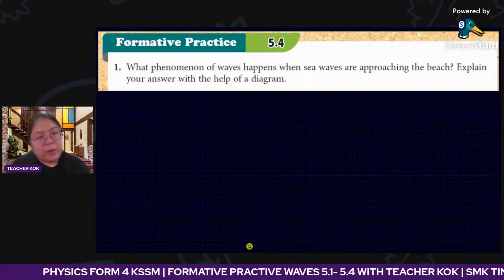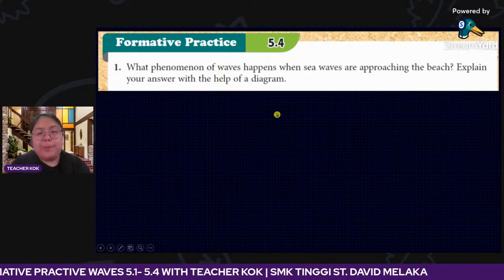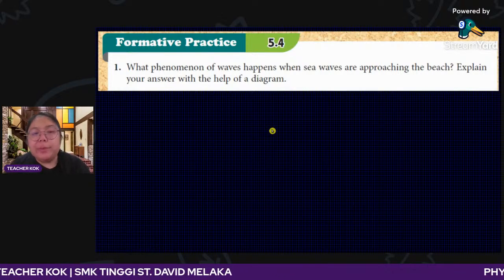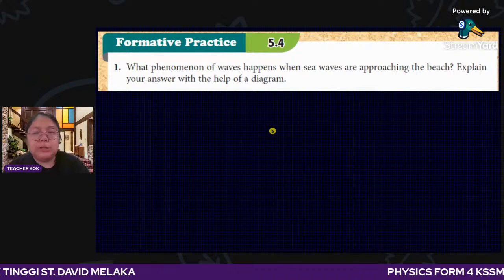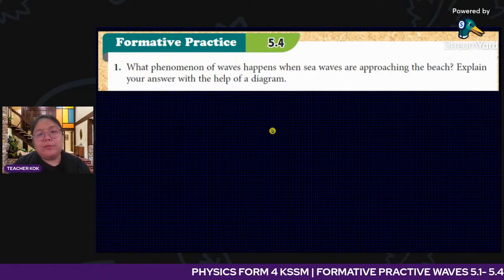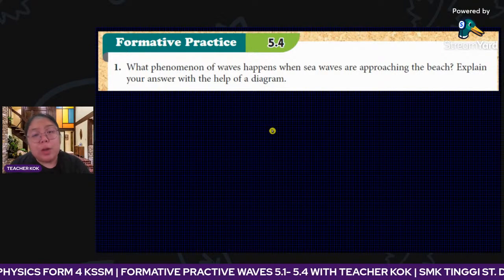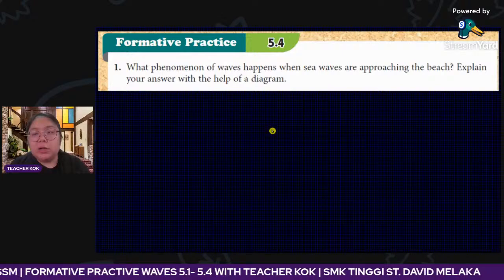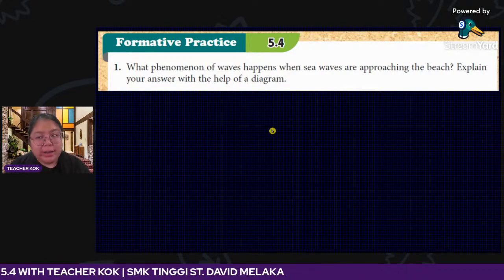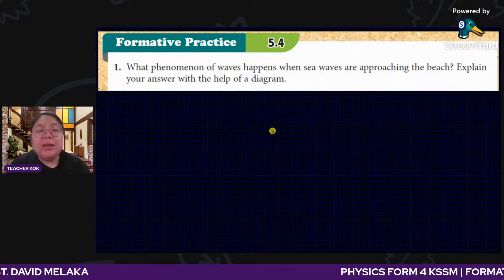Okay, then we go to 5.4. The first one, they ask what phenomenon of the wave happens when sea waves are approaching the beach. Everybody knows that when approaching the beach, the depth decreases. In the middle of the sea it must be deeper. When near the beach, you find it becomes shallower. So the phenomenon is refraction. Then after that, you need to explain your answer with the help of a diagram.